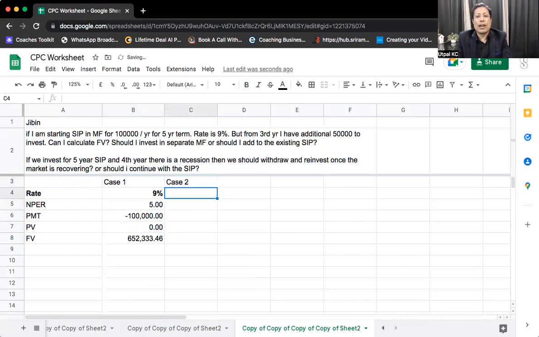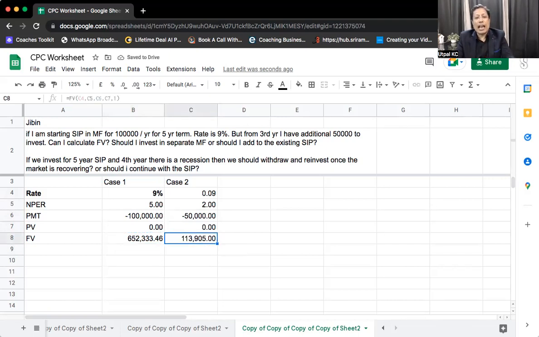In case 2, it will be from the third year onwards. So this is the same 9%. NPER will be 2 years. PMT will be the additional 50,000, so minus 50,000, to invest. Can I calculate FV? PV is again 0. And you see, this is very easy. I can copy and paste it. So it will be this one.